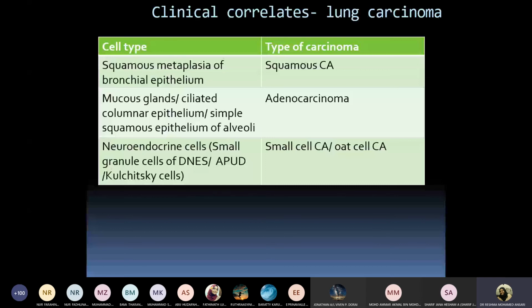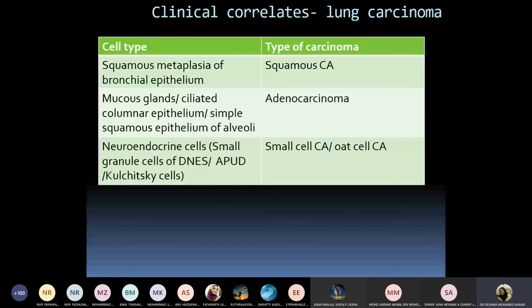If there is a tumor from the glands, from the normal columnar epithelium, from the goblet cells, then they will form adenocarcinoma. If there is a tumor arising from neuroendocrine cells or the small granule cells, they will form small cell carcinoma or an oat cell carcinoma.